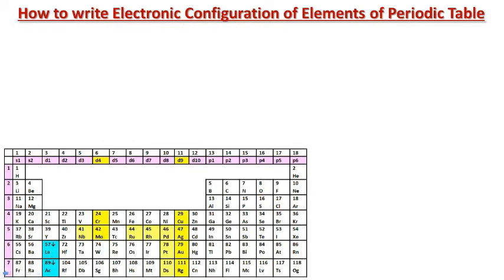Now we will write the electronic configuration for some more elements. Suppose I just want to write the electronic configuration for calcium 20. Calcium 20 has the electronic configuration 1s2, 2s2, 2p6, 3s2, 3p6, 4s2. This is the electronic configuration for calcium.